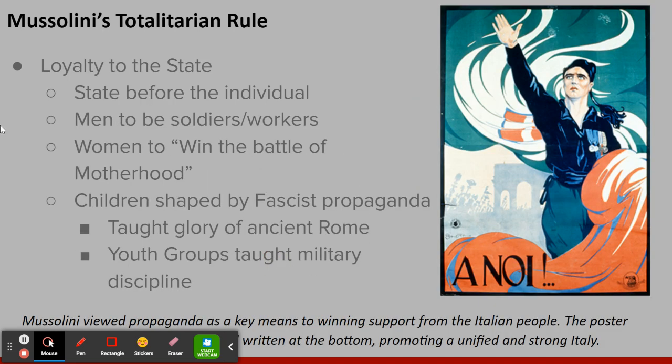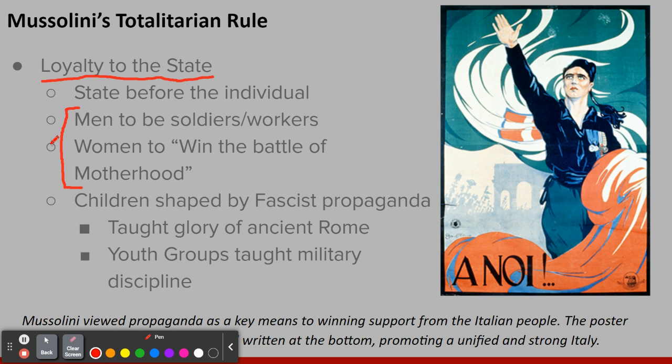Some aspects of fascism, the number one, and this you will be asked on a test, is loyalty to the state. And remember, state means government. You have to be loyal to the government. So the whole idea is the state comes before the individual. The needs of the country are more important than yours. So men are supposed to grow up to be soldiers and workers. Women are supposed to win what's called the battle of motherhood. They're supposed to have as many children for the fascist nation as possible. And both of these things combine into the idea that you're not serving yourself, you're serving the nation.